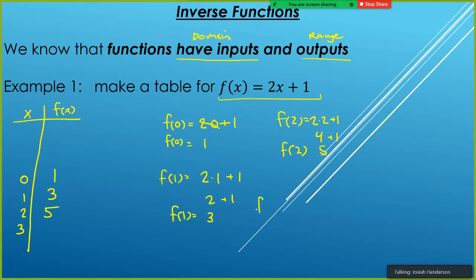And lastly, we'll plug in a 3. So f of 3, 2 times 3 plus 1, 6 plus 1, that's 7. Okay, so there's a little table that we made for the function f of x is equal to 2x plus 1.